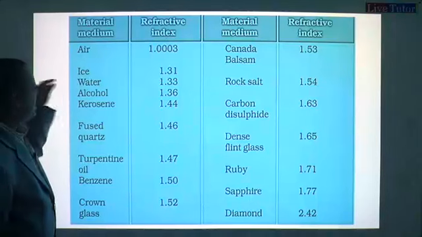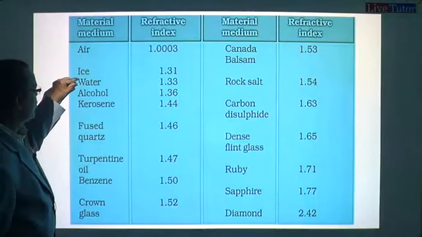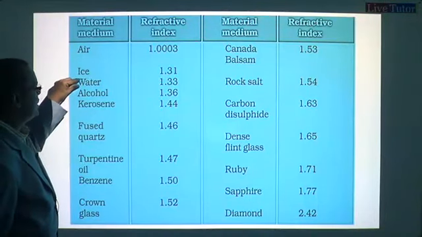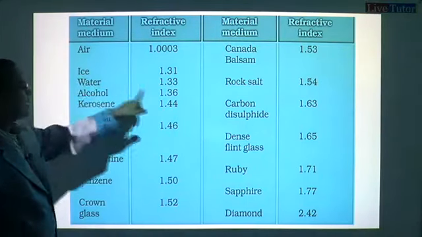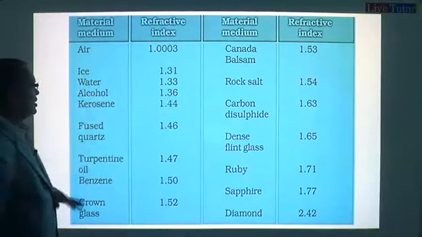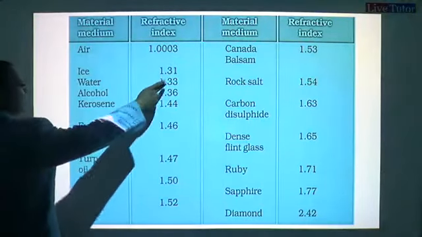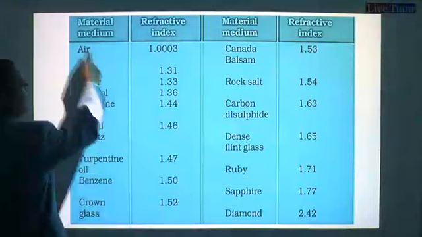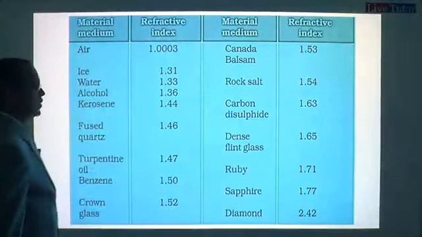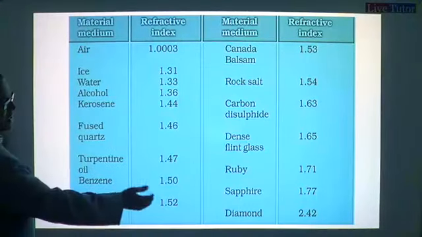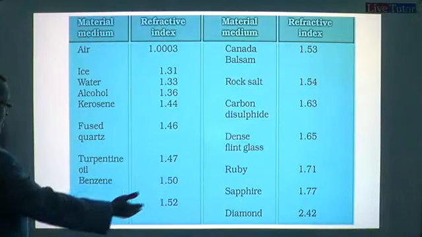Usually the basic things we have to remember. Exactly, water is a usual one which we use in our daily life. So the refractive index of water is 1.33. That you have to remember because sometimes in the exams they may ask. So for water we have to remember it is 1.33. For air we have to remember 1.003. And apart from this, the other things are different here.